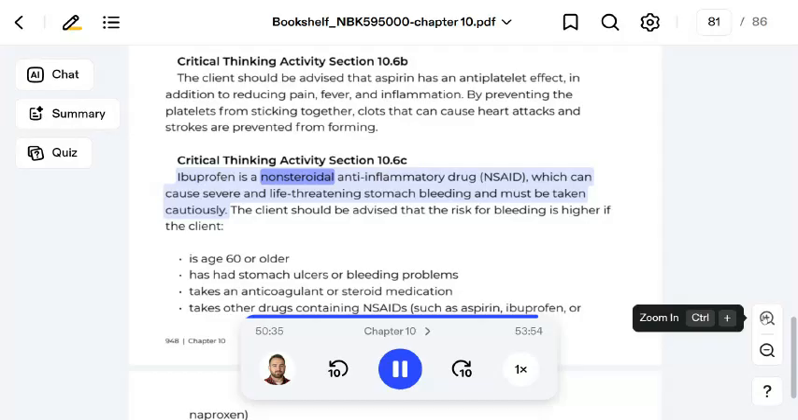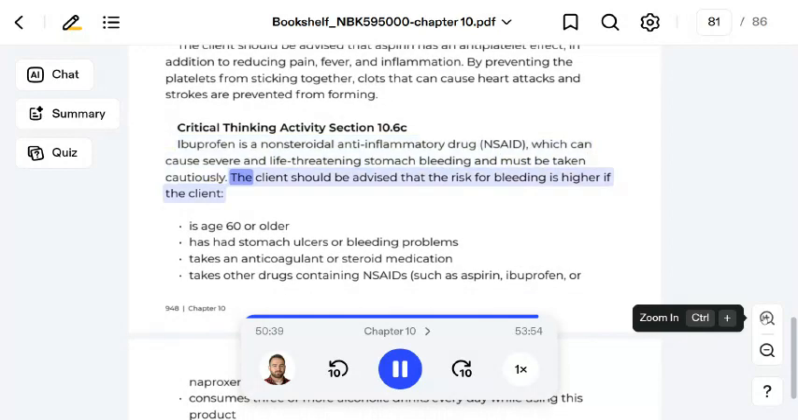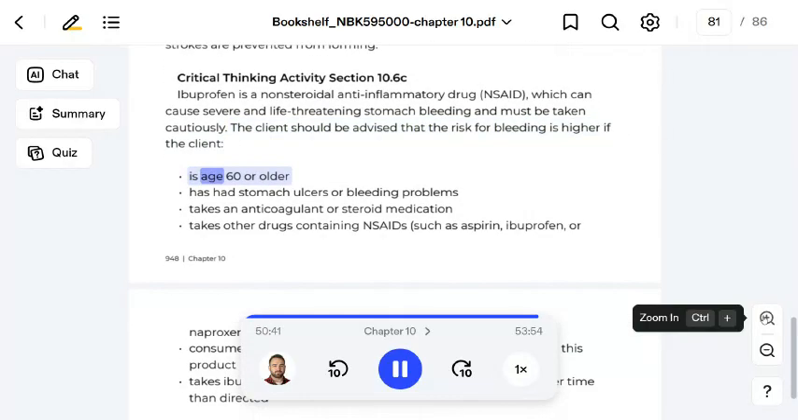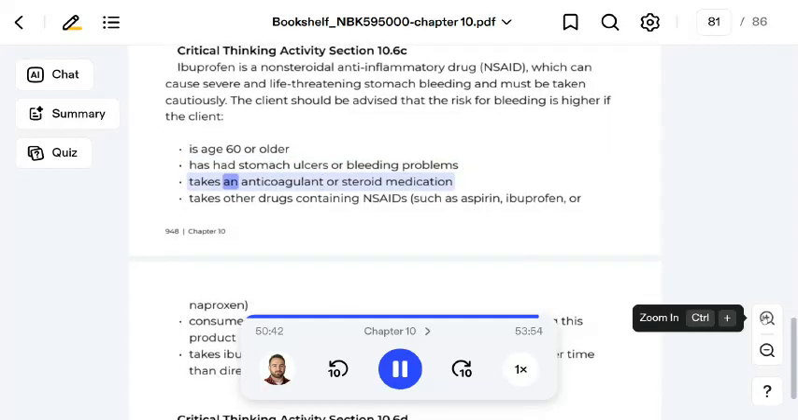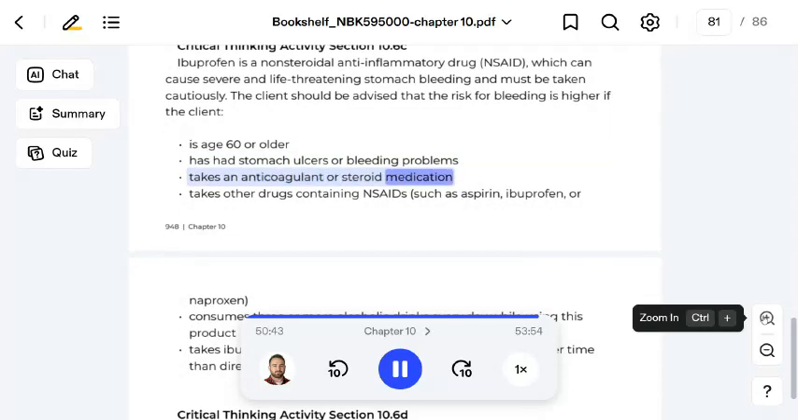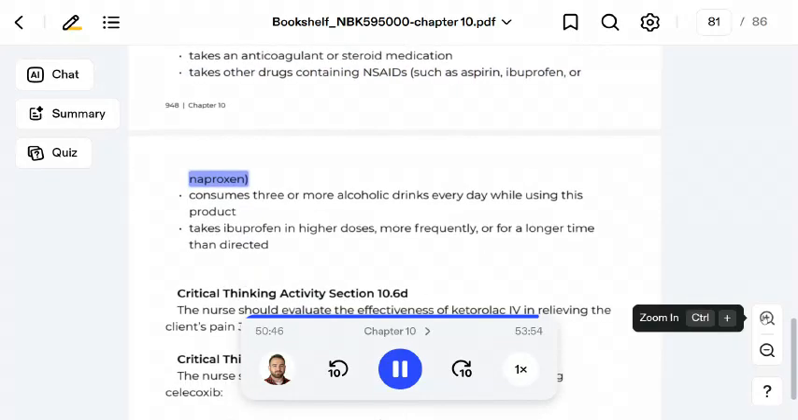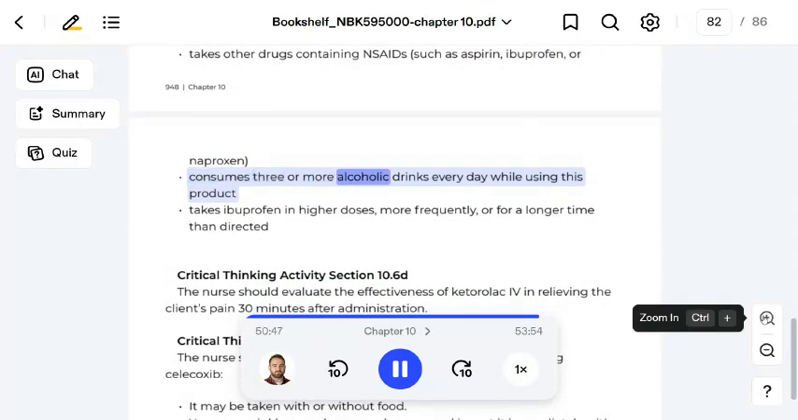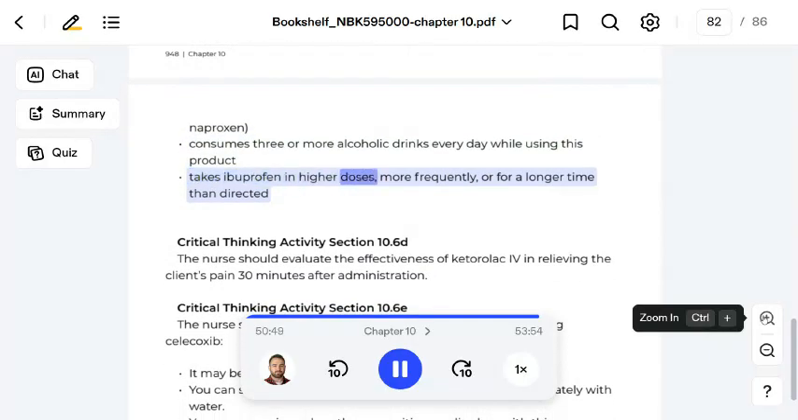Ibuprofen is a non-steroidal anti-inflammatory drug, which can cause severe and life-threatening stomach bleeding and must be taken cautiously. The client should be advised that the risk for bleeding is higher if the client is age 60 or older, has had stomach ulcers or bleeding problems, takes an anticoagulant or steroid medication, takes other drugs containing NSAIDs such as aspirin, ibuprofen, or naproxen, consumes 3 or more alcoholic drinks every day while using this product, takes ibuprofen in higher doses, more frequently, or for a longer time than directed.